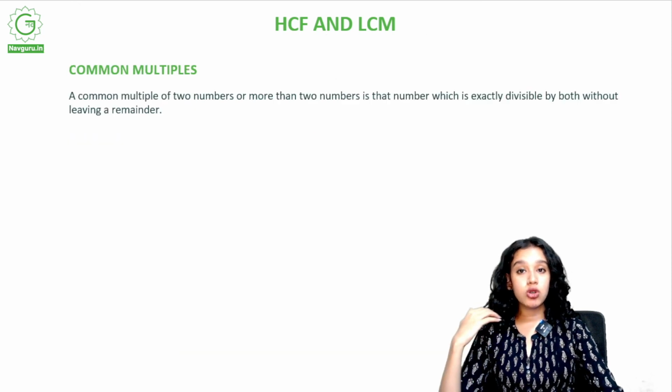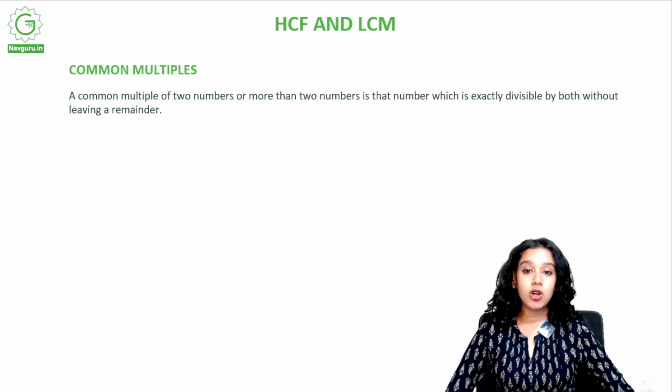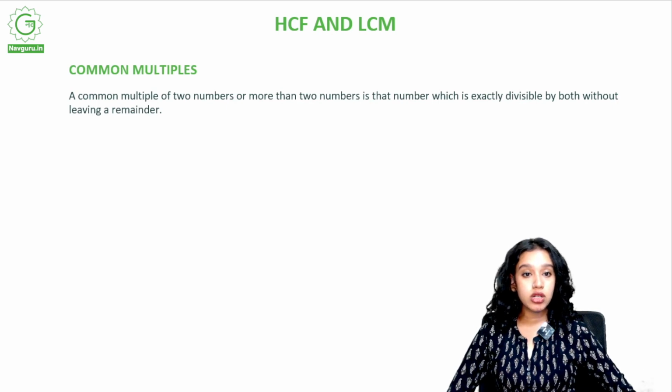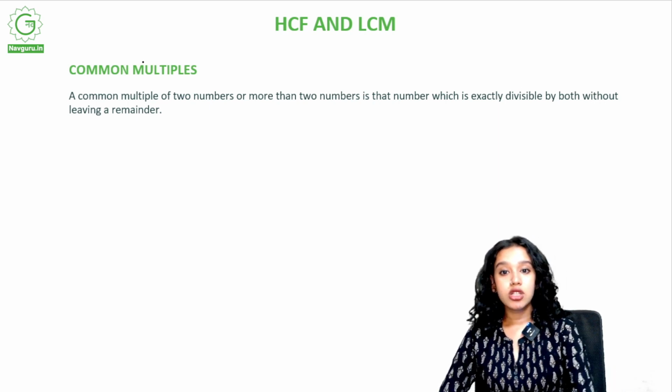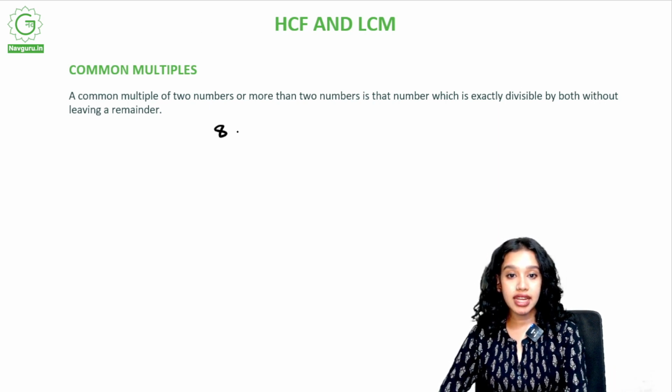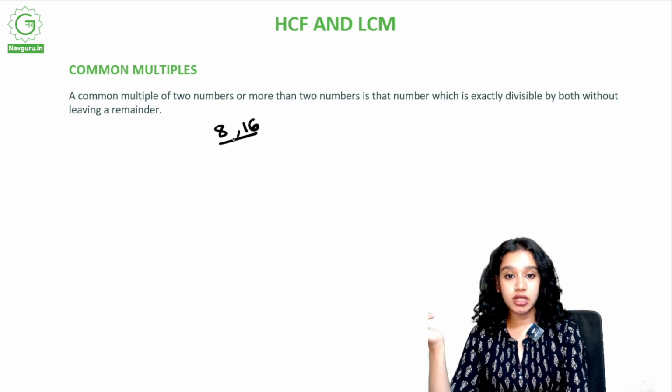Now let's move on to common multiples, right? A common multiple of two numbers or more than two numbers is that number which is exactly divisible by both without leaving a remainder, right? So let's say we have two numbers 8 and 16, right? Now what are the common multiples of these numbers?